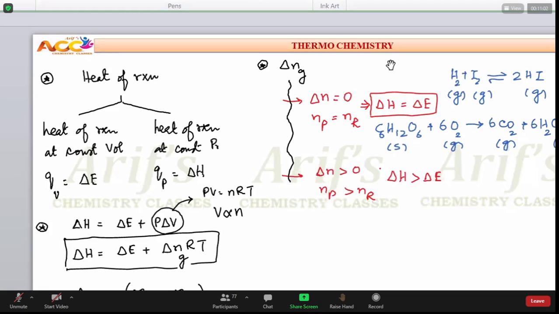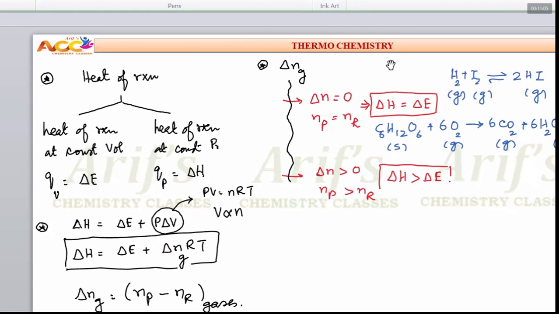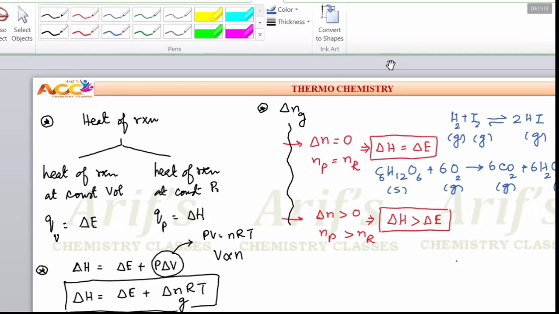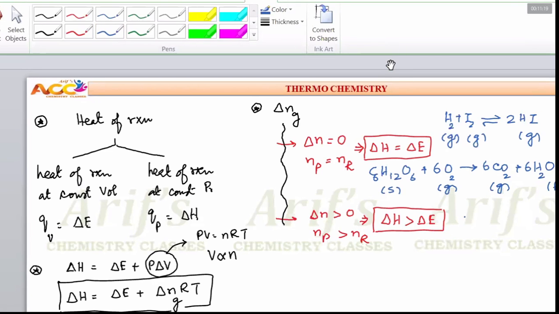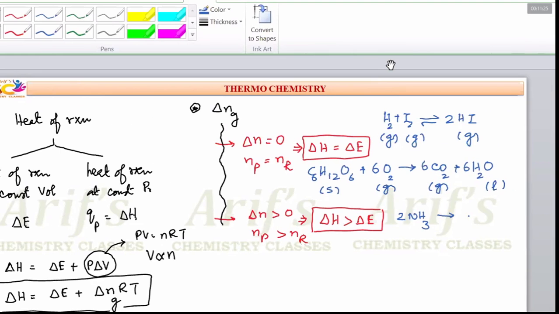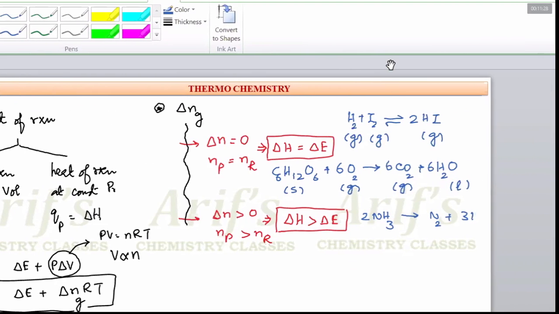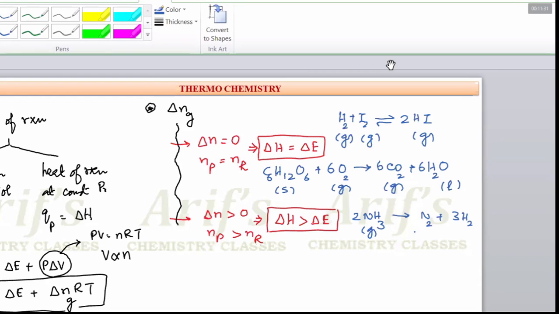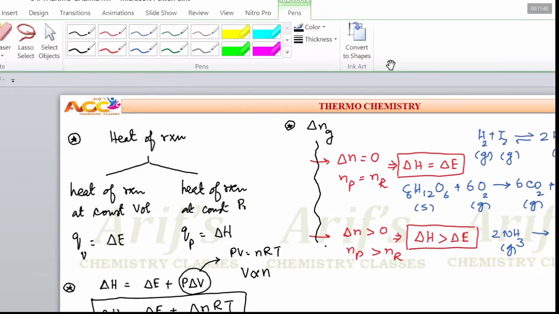That means whenever we have chemical reactions for which the change in number of moles of gaseous substances is positive, then delta H dominates. What is the example? Any example you can take where the number of moles of products is more. How to proceed? 2NH3 gives you N2 plus 3H2. All of these are gases. Ammonia is a gas, nitrogen is a gas, hydrogen is a gas. Therefore, 4 minus 2 is equal to positive 2. Such chemical reactions will have delta H value more than delta E.